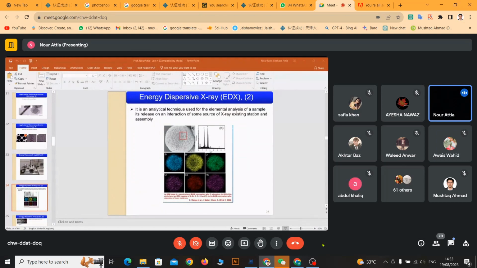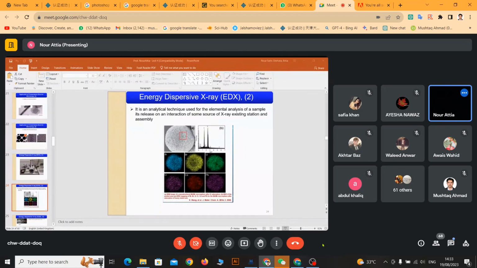You have two options. You can select an area, like in picture A, and analyze this area, and it gives all the composition of this area. Or you can make a mapping of a selected area. Then you can give a color like this, and it will show all the elements with different colors, and it gives the percentage.